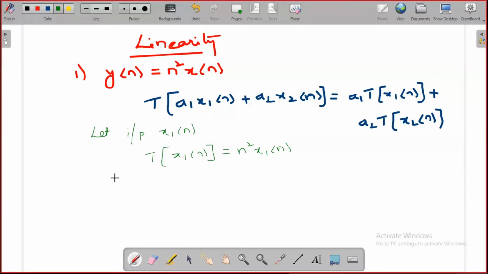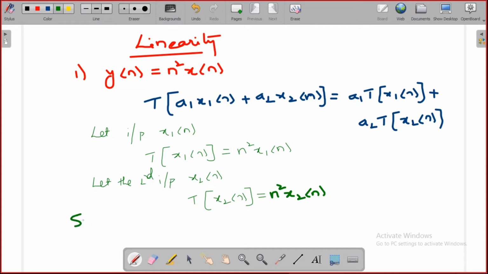Next, similarly, let the second input be x2 of n. Find the response for the second input, T of x2 of n is equal to n square into x2 of n. Okay. Now find the right side of your condition, that is the sum of weighted responses.